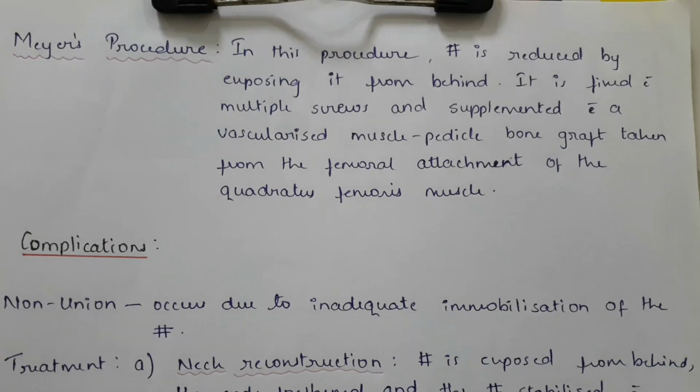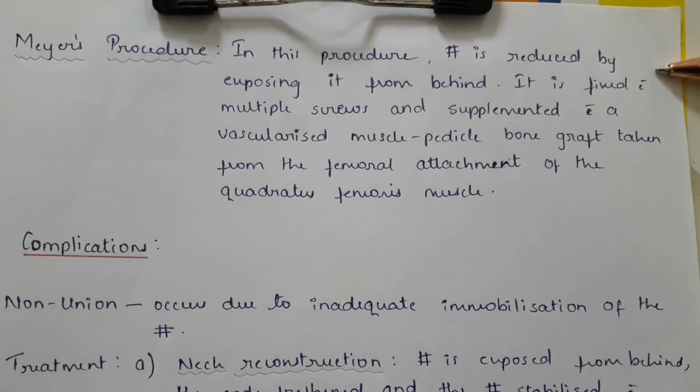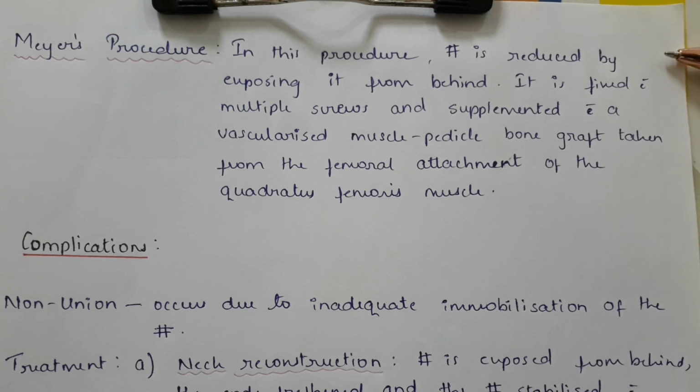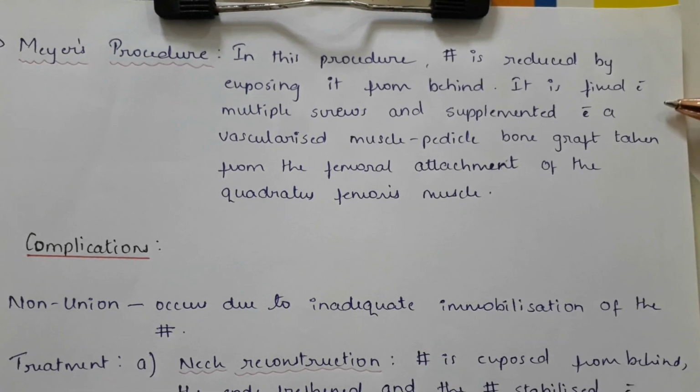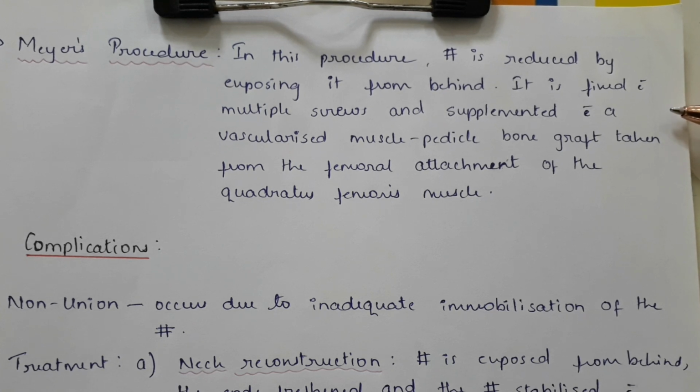Then we have the Meyer's procedure. In this procedure, the fracture is reduced by exposing it from behind. It is fixed with multiple screws and supplemented with a vascularized muscle pedicle bone graft which is taken from the femoral attachment of the quadratus femoris muscle.